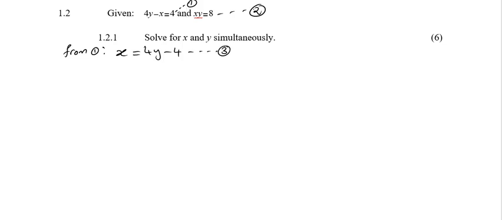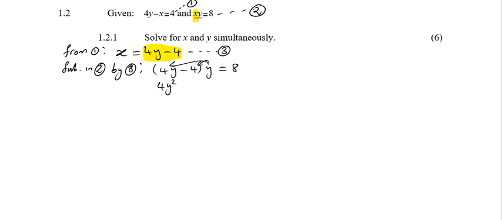Then after this I need to do a substitution with equation 2 using equation 3. Since I know that x is exactly equal to 4y minus 4, wherever I have x I put 4y minus 4. So we have 4y minus 4 into y equals 8. Now let me remove the brackets: 4y times y is 4y squared, minus 4 times y, minus 4y.